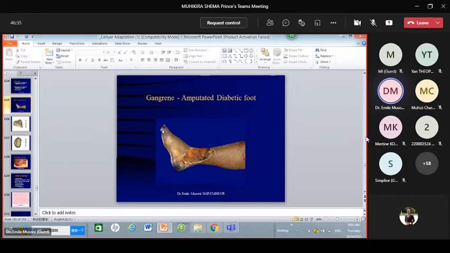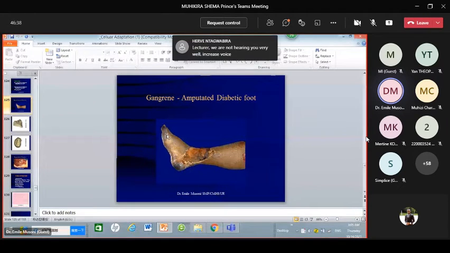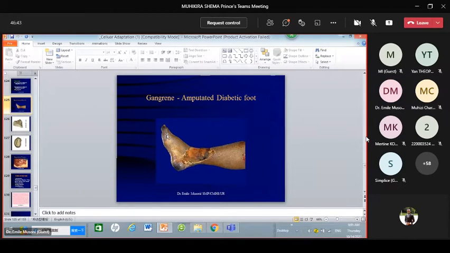I have one question. Is this one dry or wet gangrene? Dry. This one, very good. This one is dry. It starts here on the toes. There is oxygen deprivation, then the change of color. The skin becomes black because of loss of oxygen.